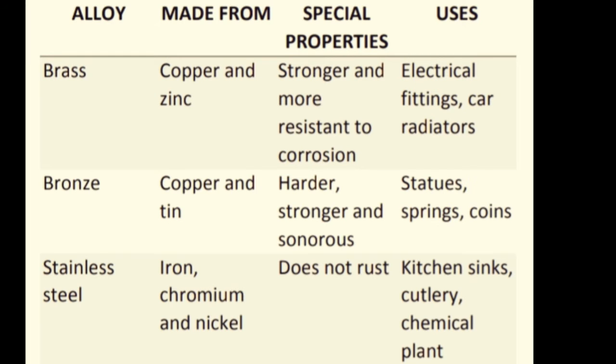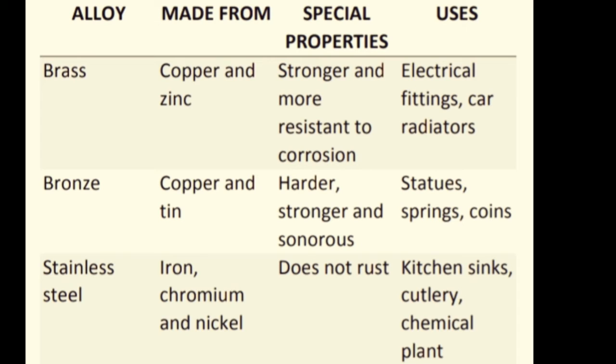Examples of alloys: brass, bronze, stainless steel. Brass consists of copper and zinc, and brass is much stronger and resists corrosion. That's why brass is used for electrical fittings and car radiators. Bronze contains copper and tin, and it is harder and stronger. That's why bronze is used to make statues, springs, coins, etc.